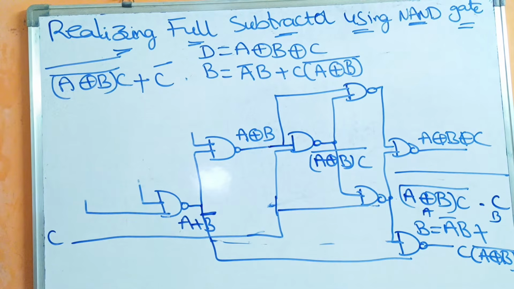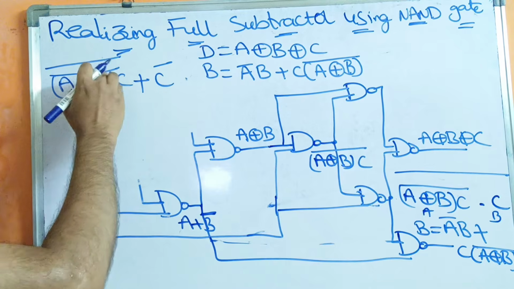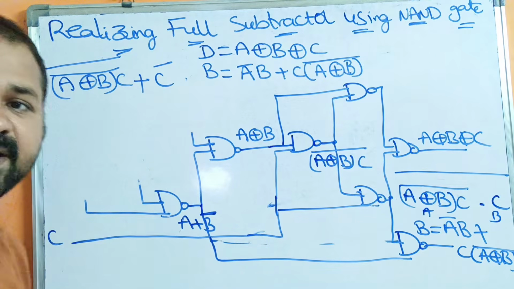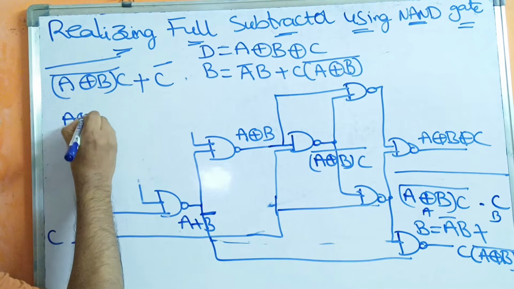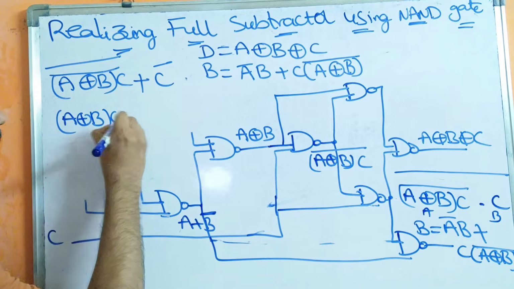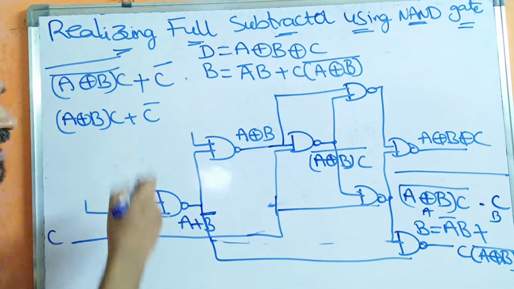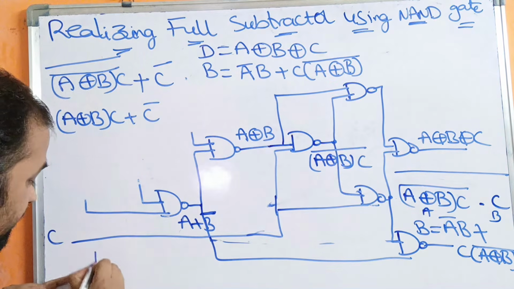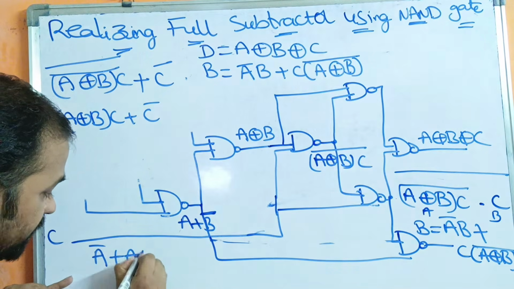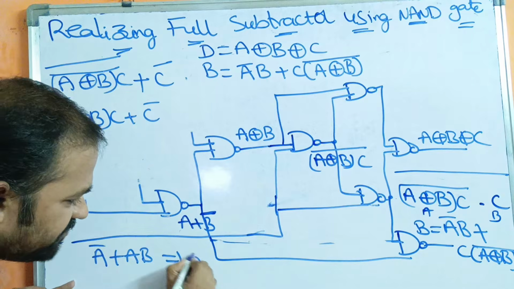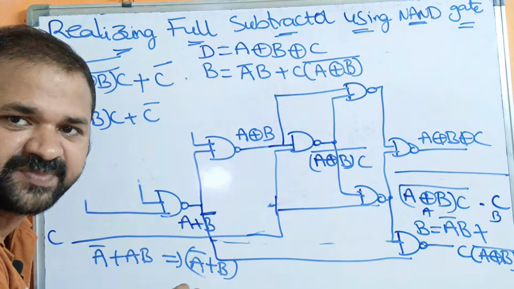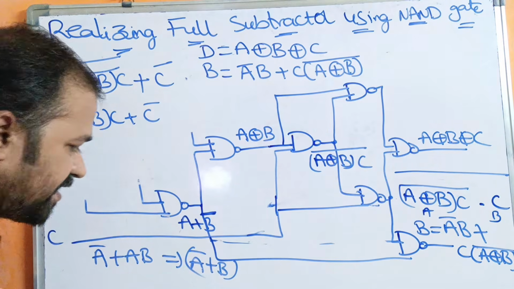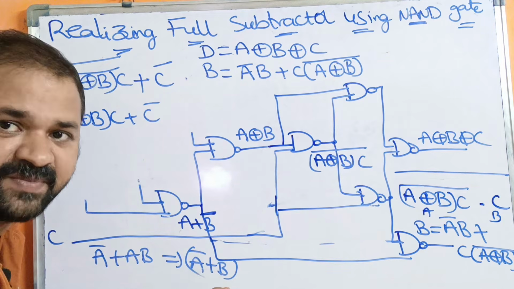Next, this is nothing but A bar bar. A bar bar can be written as A. So what is A here? A exclusive or B into C plus C bar. Here we have already seen the distributive law: A bar plus AB is equal to A bar plus B. So we can write this as A bar plus A into A bar plus B. A bar plus A is nothing but 1. So 1 into A bar plus B is nothing but A bar plus B.